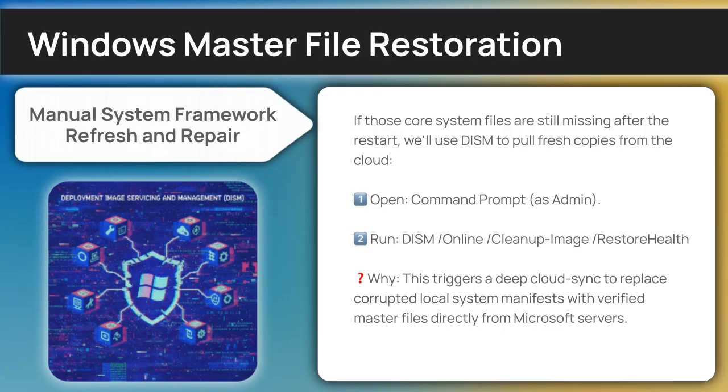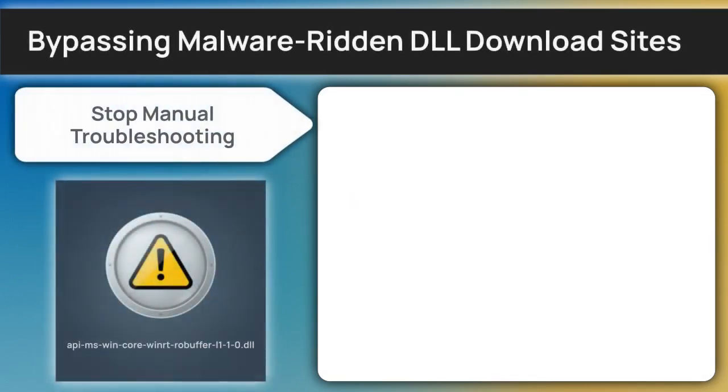First, open command prompt as admin. Second, you're going to type DISM /online /cleanup-image /restorehealth, then hit enter. Why are we doing this? Well, this triggers a deep cloud sync to replace corrupted local system manifests with verified master files directly from Microsoft servers. Before you finalize your changes, I need to emphasize the importance of using trusted sources.